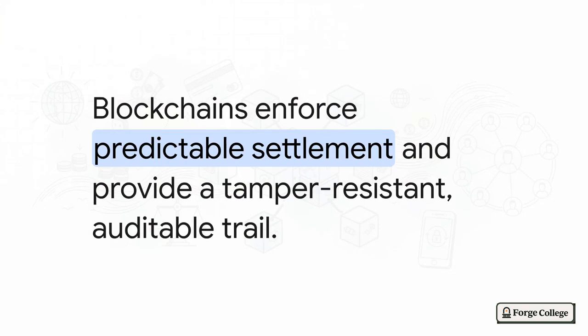Look, the core truth here is that blockchains aren't magic. They don't just sprinkle digital fairy dust on the financial system. What they actually do is enforce predictable settlement rules and provide a tamper-resistant, auditable trail. And really, that's it. It's simply a highly engineered set of trade-offs designed to simplify reconciliation and shift our reliance away from slow, centralized intermediaries and onto verifiable cryptography.